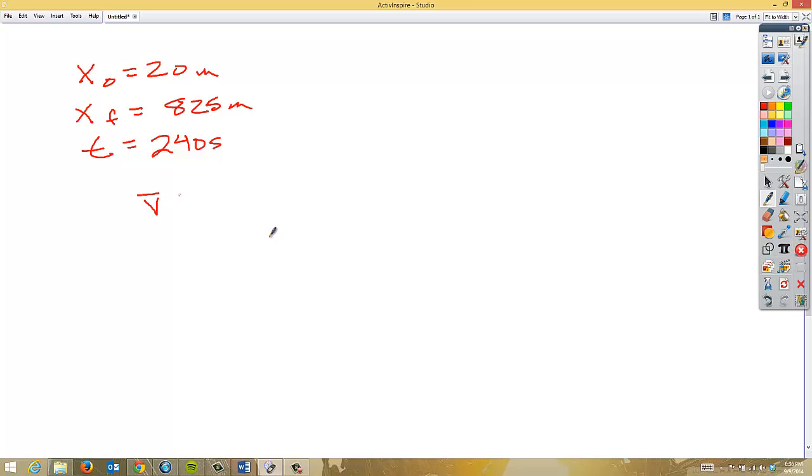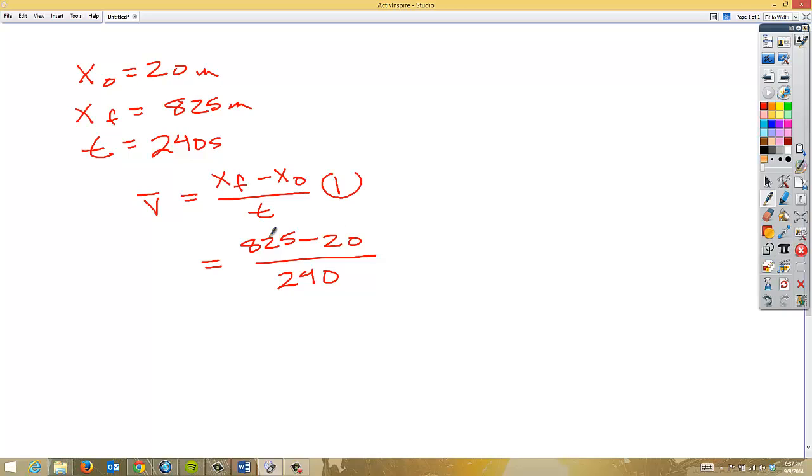We know that average velocity is equal to XF minus XO, so that's the change in position, all divided by the time. Let's go ahead and plug everything in. We have 825 meters, remember, you don't need the units here, minus 20 meters, and we can divide that by 240 seconds. So on the test, remember, this is a point. Plugging everything into the equation is a point. And then finally we need a number and we need a unit.